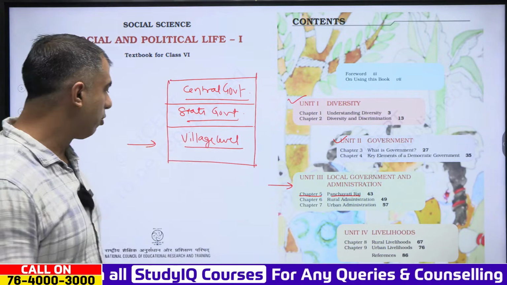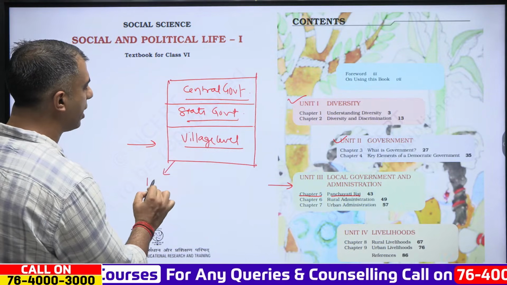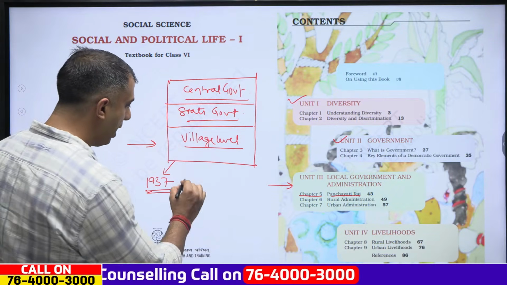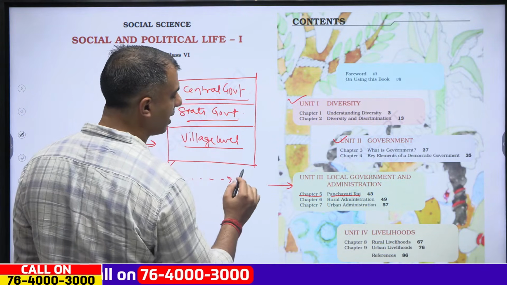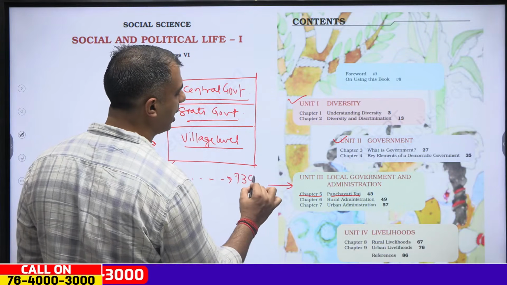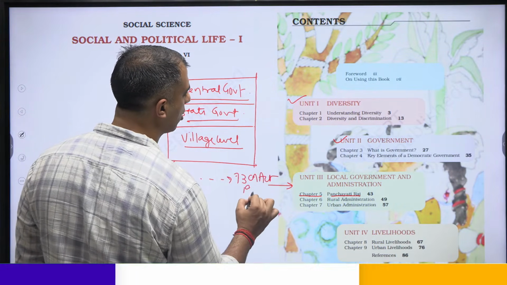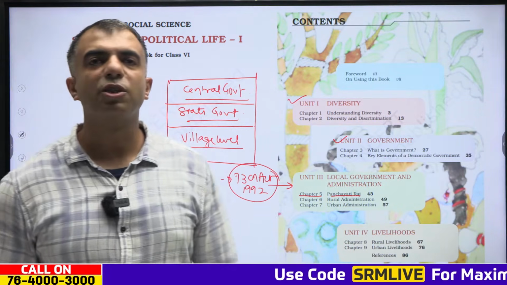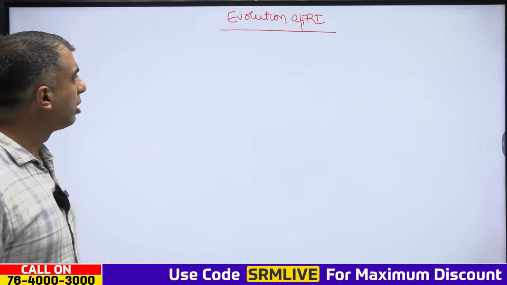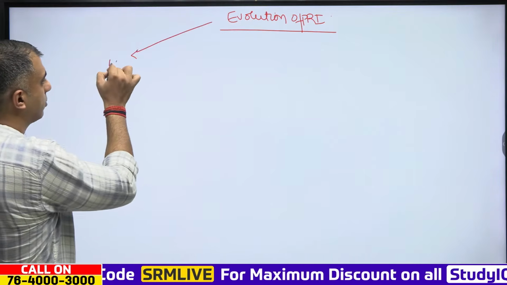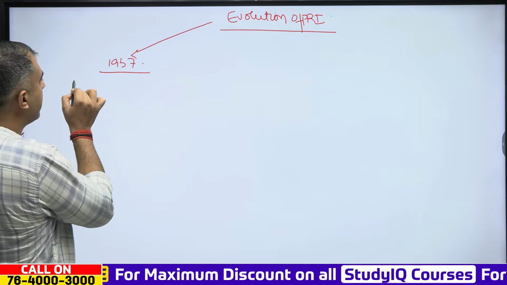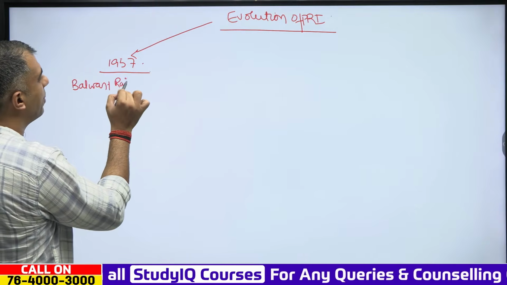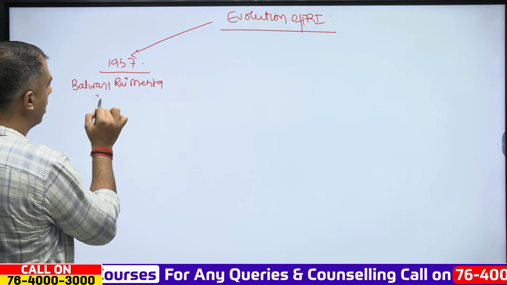Now, how did these things evolve? First and foremost, you can understand that this evolution started from 1957 onwards. And it was since 1957 that these efforts finally culminated into the 73rd Constitutional Amendment Act 1992, which gave a constitutional status to the panchayats. Now, what had happened in 1957? It was in 1957 that the Balwant Rai Mehta Committee was formed.